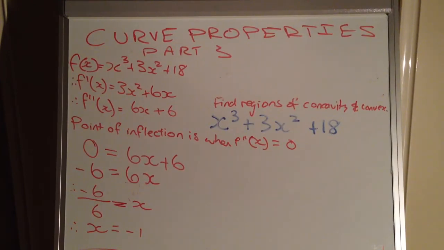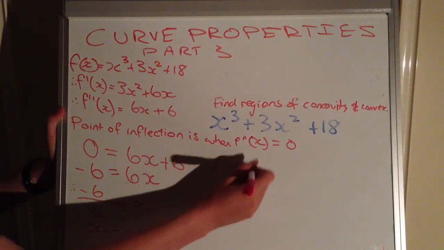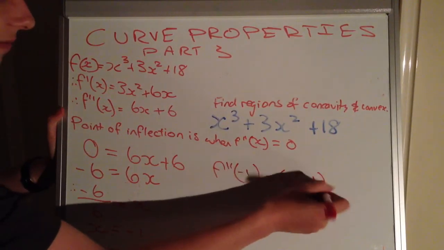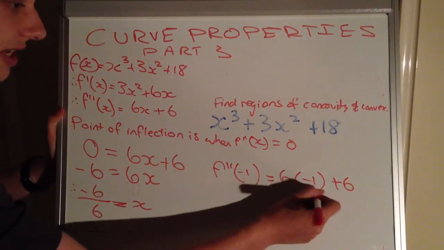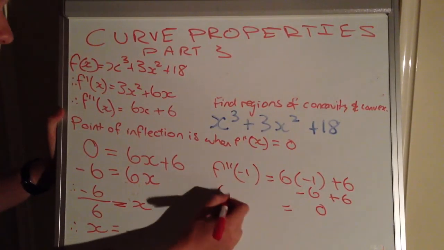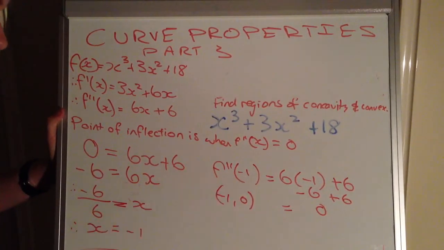But if you did need to calculate the actual point of inflection on the original function, then I may as well do it now because I've got a bit of time. We do f prime prime of negative 1, and it equals 6 lots of negative 1 plus 6, so it's negative 6 plus 6, and so we get 0, so it will be at the point negative 1, 0.